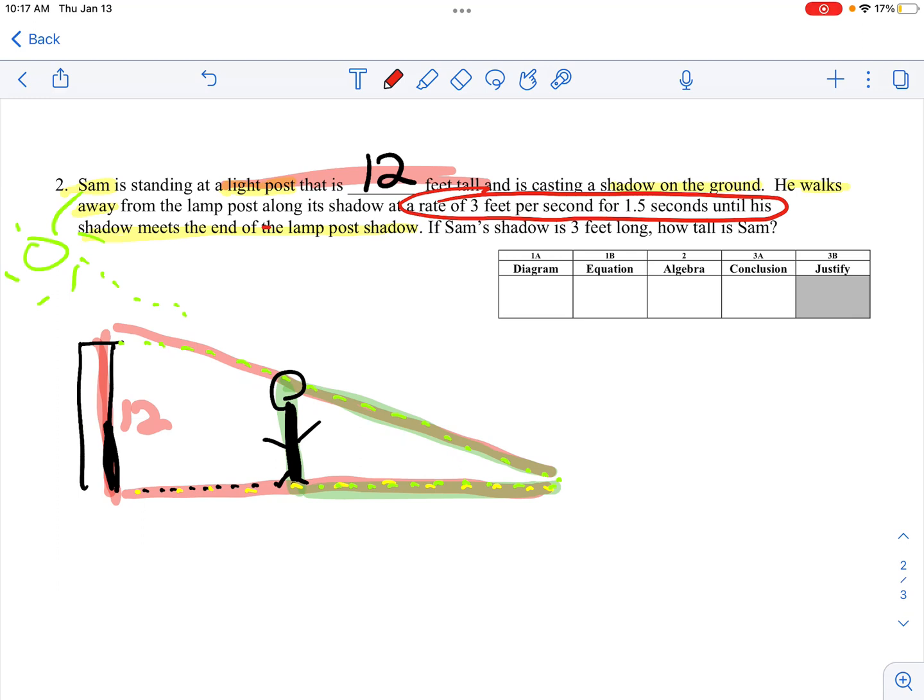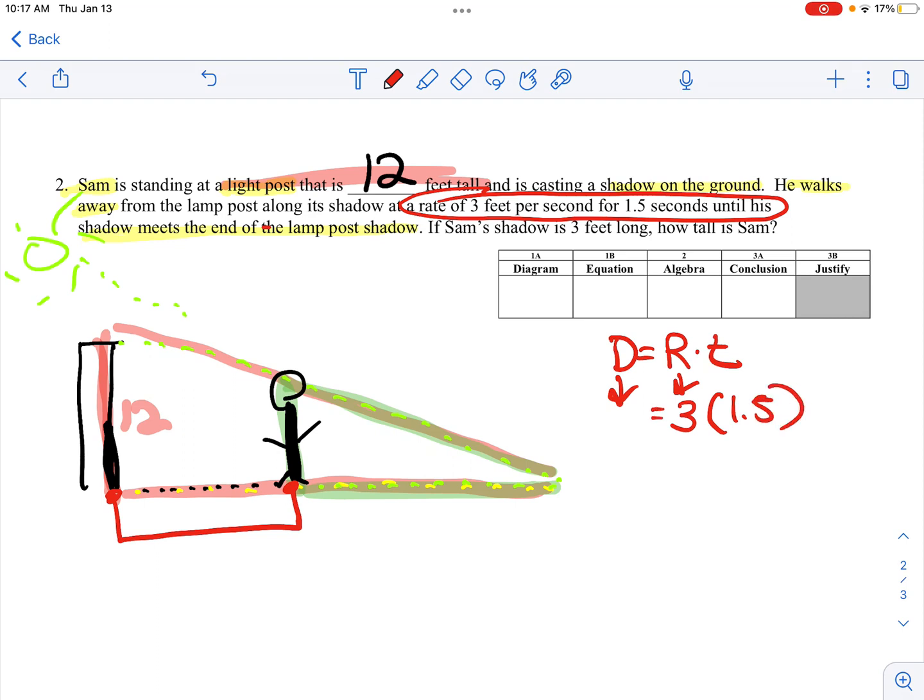So how do I figure out this part? Because it's telling me how far and at what rate he walked from this point to this point, right? Because that's where he started and where he ended. Well, we're going to bring back our basic formula. Distance equals rate times time. Because now I can figure out what that distance is, knowing that my rate is 3 and my time is 1.5. So that will tell me how far he walked. If I do 3 times 1.5, I get 4.5. So that is my distance here.